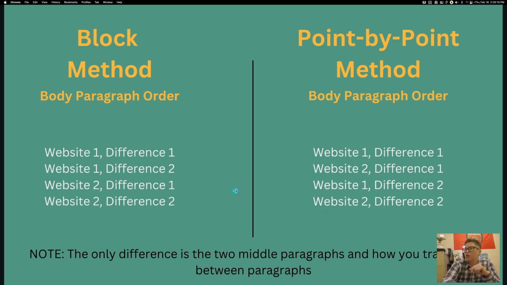All right, so you'll want to make sure that you are following one or the other. Website 1, difference 1, body paragraph 1. Website 2, difference 1, body paragraph 2. Website 1, difference 2, body paragraph 3. Website 2, difference 2, body paragraph 4. Okay, now I want you to look at something else really quickly, which is in the block method, you group by website. And in the point-by-point method, you group by difference.